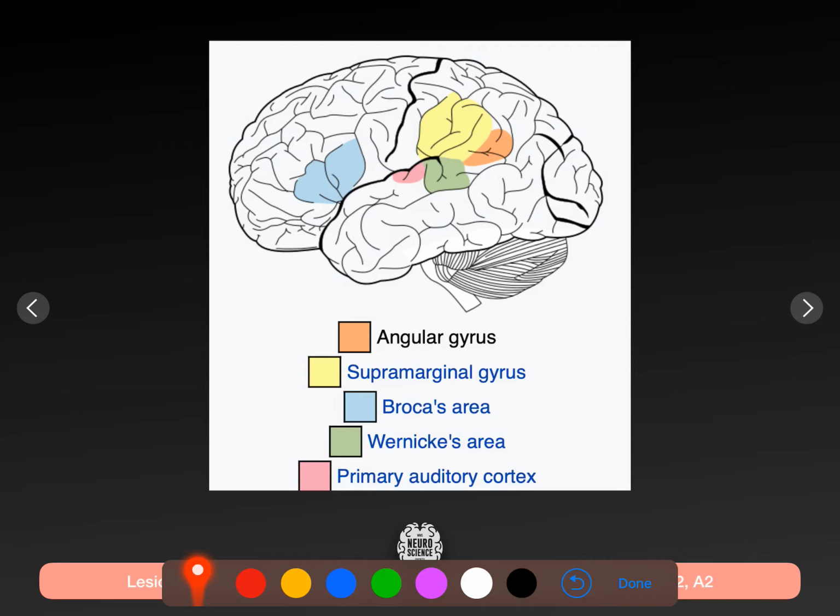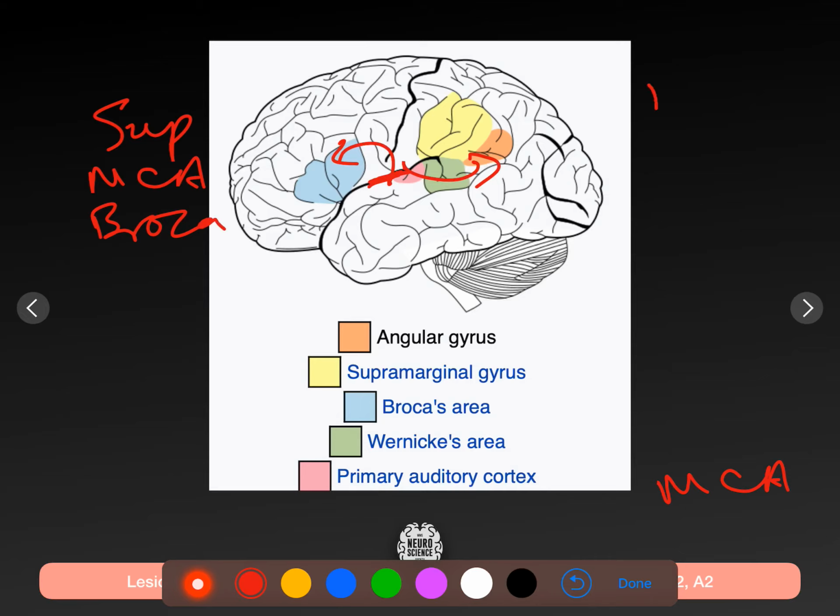Now, the MCA, the middle cerebral artery, comes out of the lateral fissure about here and gives a superior branch and an inferior branch. And the superior MCA goes to Broca's area. And the inferior MCA goes to Wernicke's. Now, the more proximal portion within that fissure will supply the arcuate fasciculus that connects Wernicke's and Broca's together.